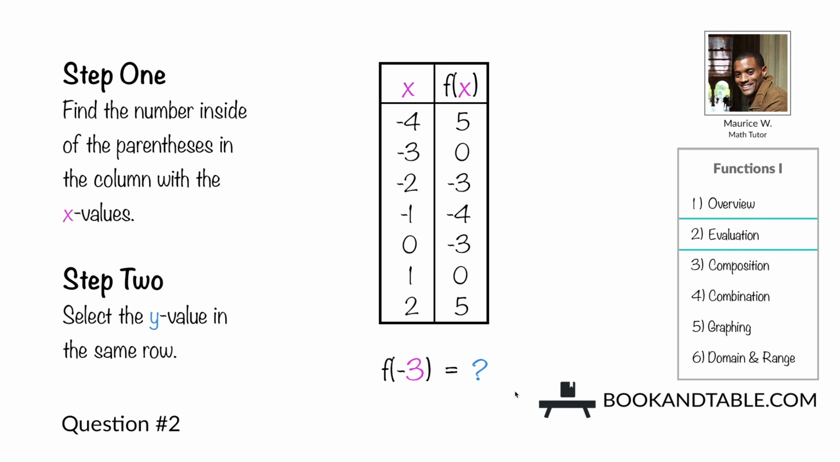Question number 2, we were asked to find f of negative 3. So step 1, find the number inside of the parentheses in the column with the x values. So here's negative 3. And then step 2, select the y value in the same row, which would be 0. So f of negative 3 is equal to 0.